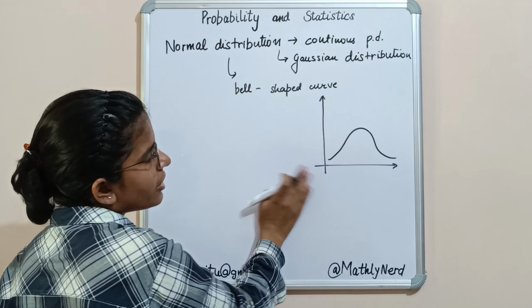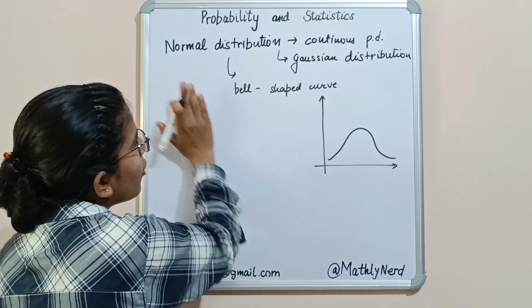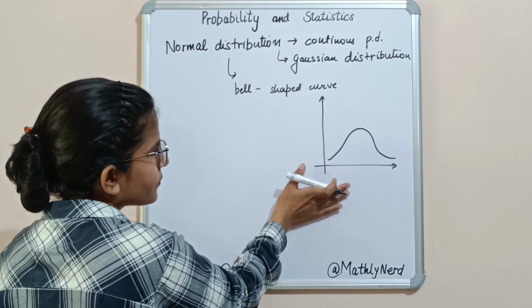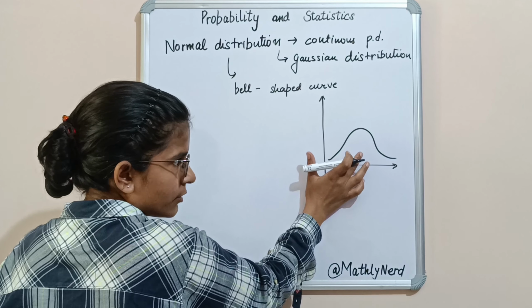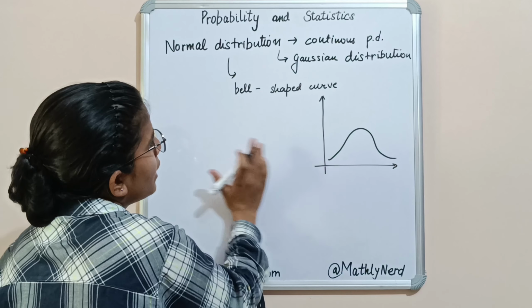This is generally the structure or curve of a graph of normal distribution. This is a bell-shaped curve, and this is also called a normal curve because it represents the normal probability distribution.